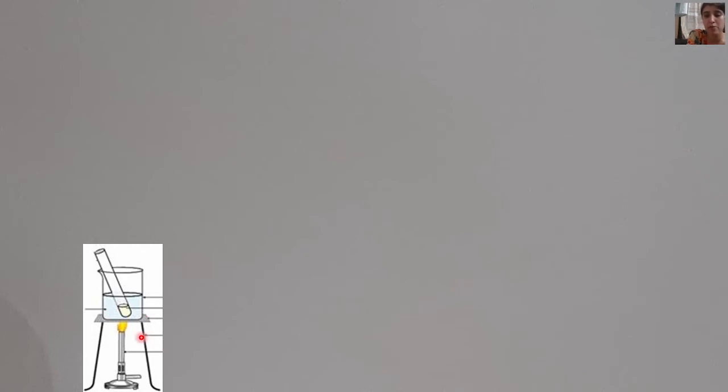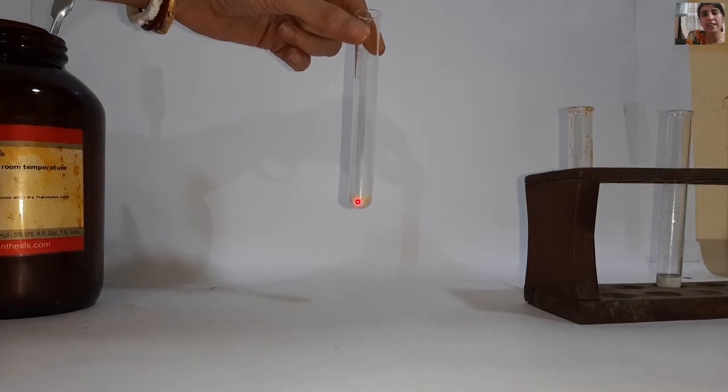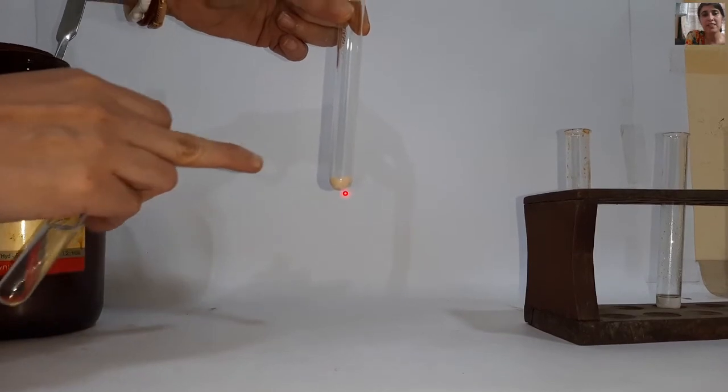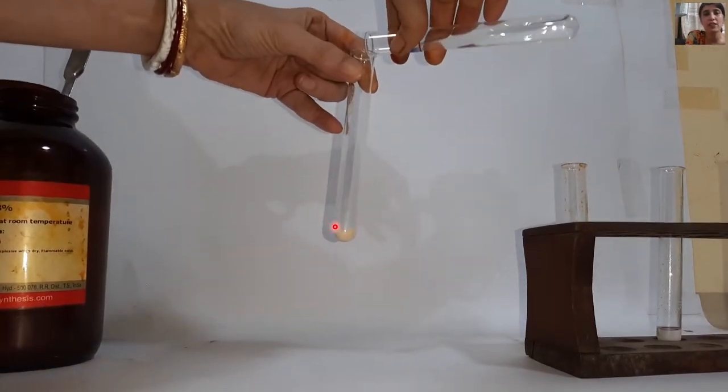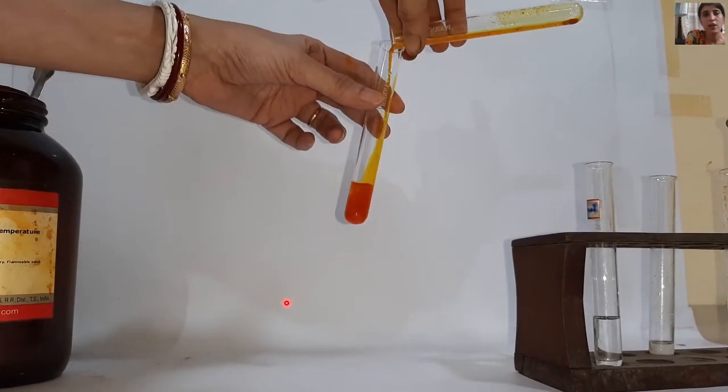In the meantime, I am doing another test with another compound, which is an aldehyde. After taking some compound in a test tube, we are adding alcohol, making a saturated solution, that is maintaining the concentration of the compound in the ethanol high. I am dissolving it, and I am adding an equal volume of DNP solution to it, and see what is the result.